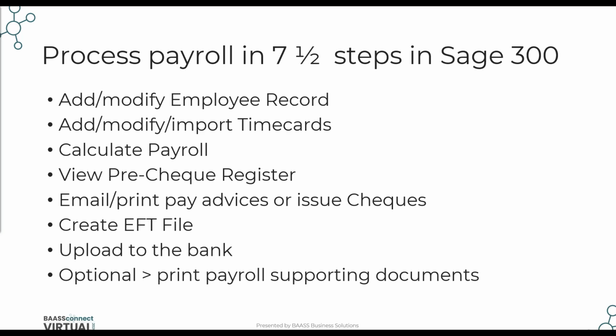And lastly, an optional step is to print payroll supporting documents for the pay period you're running. I say optional because in Sage 300, you can choose to keep multiple years' worth of history, and those supporting documents will always be there as long as they're not cleared. So you can keep 5 years' worth of history, 10, 99, and those reports will be there.